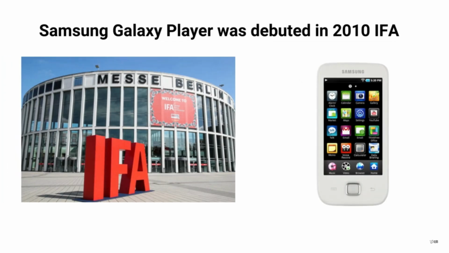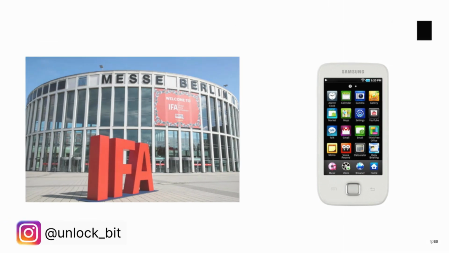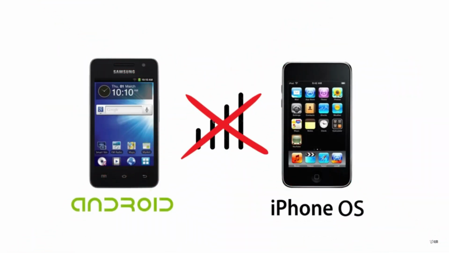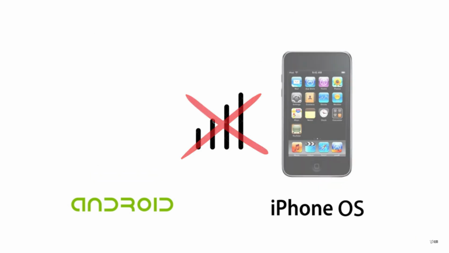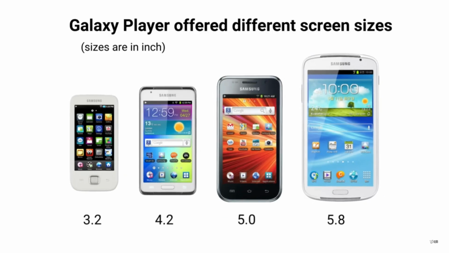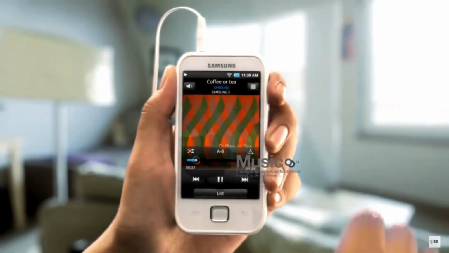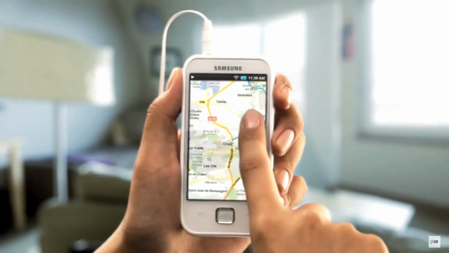As I mentioned before, the first Galaxy Player, the Galaxy Player 50, was launched at IFA Berlin 2010. During its lifetime, Samsung launched about 6 models of Galaxy Player. Like the iPod Touch, these devices were Android-powered smartphones without cellular connectivity. But unlike the iPod Touch, the Samsung Galaxy Player offered different screen sizes ranging from 3.2 inch to as far as 5.8 inch. The specs of the Galaxy Player 50 are on the screen. It wasn't that well received due to having sluggish performance and not so good music player.